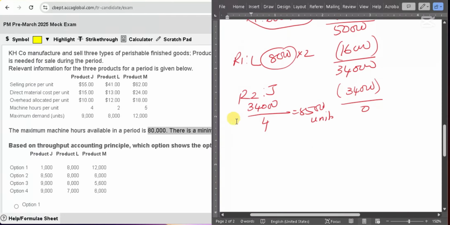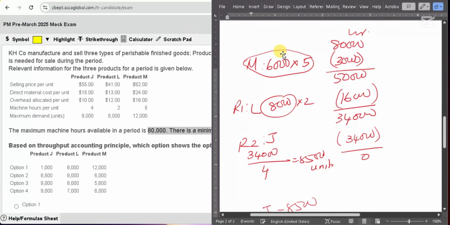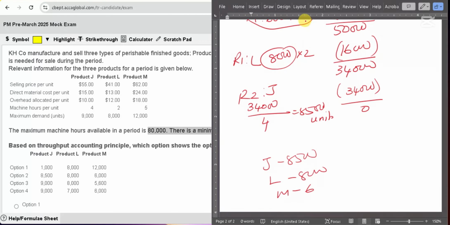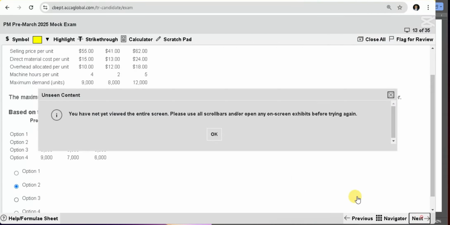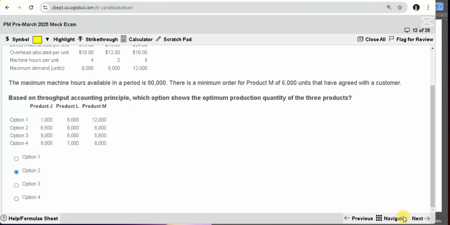So what is going to be your production plan? J must be 8,500. L must be 8,000. Don't forget M 6,000. The minimum order 6,000 is there. Do we have an option like that? Here, option 2. Easy but time consuming. Next.